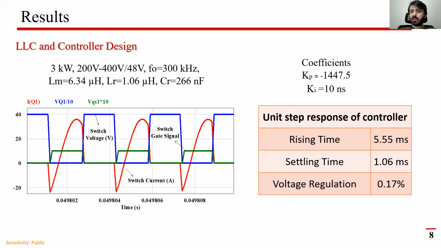And in the figure, ZVS of the Q1 MOSFET is shown. There isn't any current on the MOSFET when the turn-on gate signal is applied, and the negative current flows through the body diodes. That's why the turn-on loss of the MOSFET is 0. The coefficients of the controller, which are proportional Kp and integrator Ki, are found by using V over WS, and the step response of the converter is summarized in the table, and no overshoot is observed.